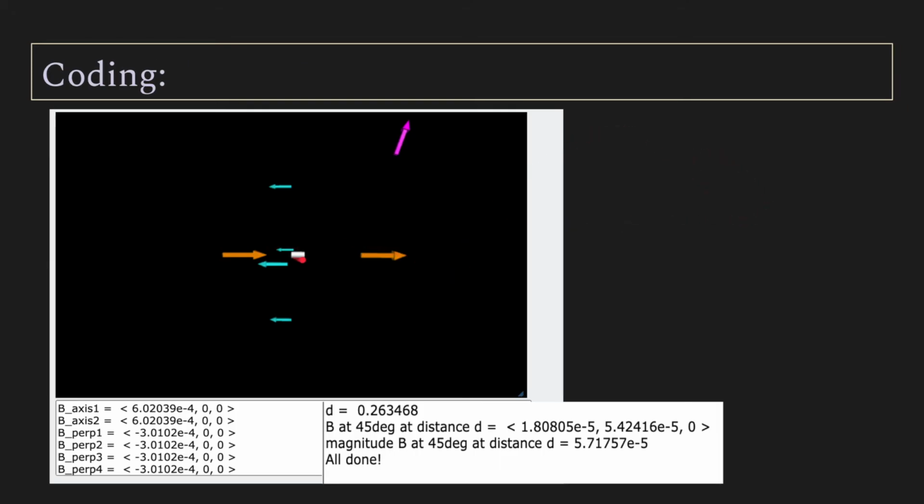This is the bar magnet. These are the perpendicular arrows. These are the on-axis arrows. And this is the 45-degree arrows as printed down here. This is the perpendicular distance, and this is the magnitude of magnetic field at the 45-degree distance. And that is 5.71757 times 10 to the negative 5th teslas.